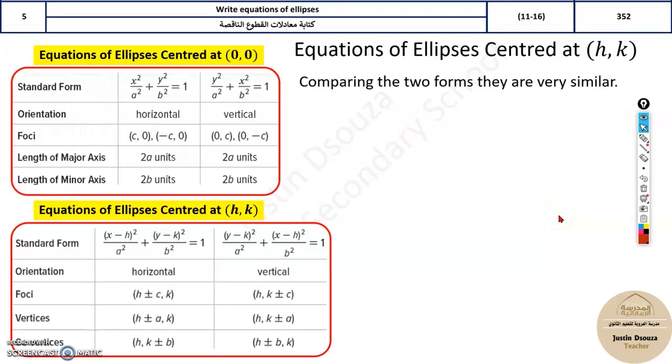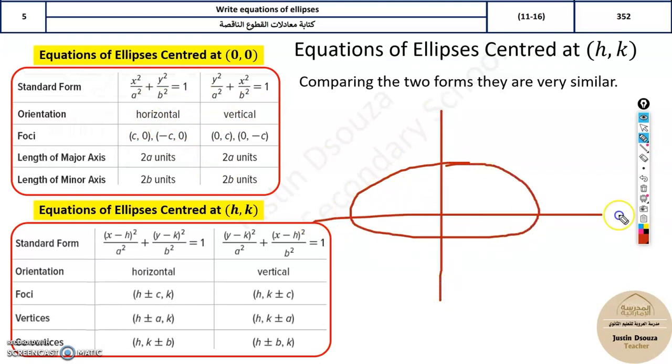The fifth topic is to write equations for ellipses. Again, it is an easy and a simple topic. Now, the standard forms for an ellipse when the center is 0, 0, there are two of them. See, one is the horizontal orientation.